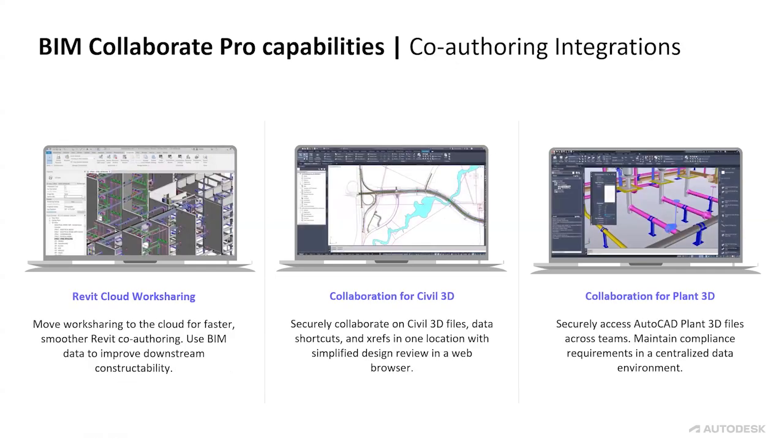And with BIM Collaborate Pro, you can co-author models directly in the cloud using tools you already work in: Revit, Civil 3D, and even Plant 3D. For Revit users, this means faster sync time, fewer errors, and no need for VPN or local servers. Civil 3D teams can manage XREFs and data shortcuts in a shared cloud workspace. And Plant 3D workflows benefit from centralized access to compliance tracking.